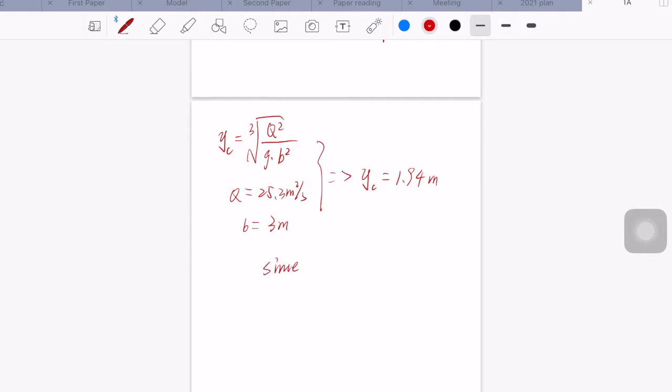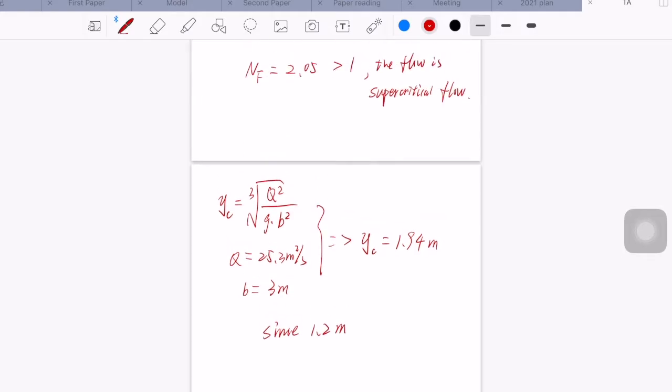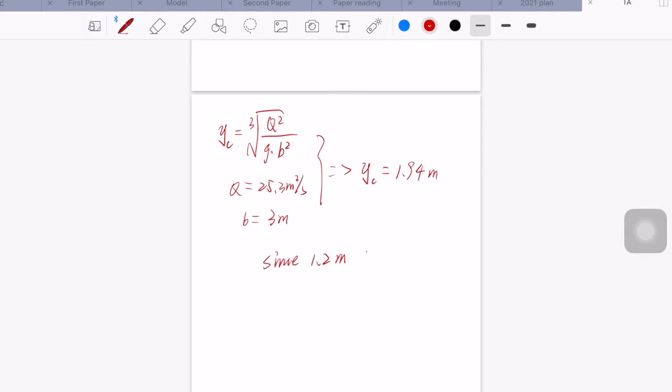Since 1.2 meters is less than 1.94 meters, the flow is supercritical flow. So we have done this problem.